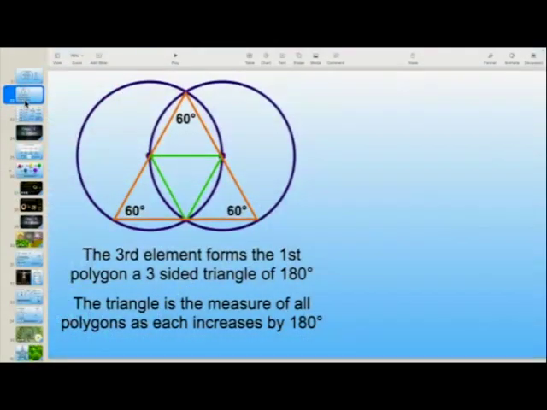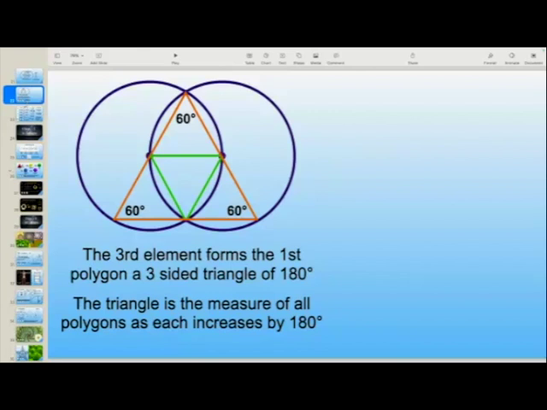I'm starting with this image, which is the third element formed, which is the Vesica Pisces. It forms the very first polygon. You can't have a polygon until you've got at least three sides. So it starts with a three-sided triangle.